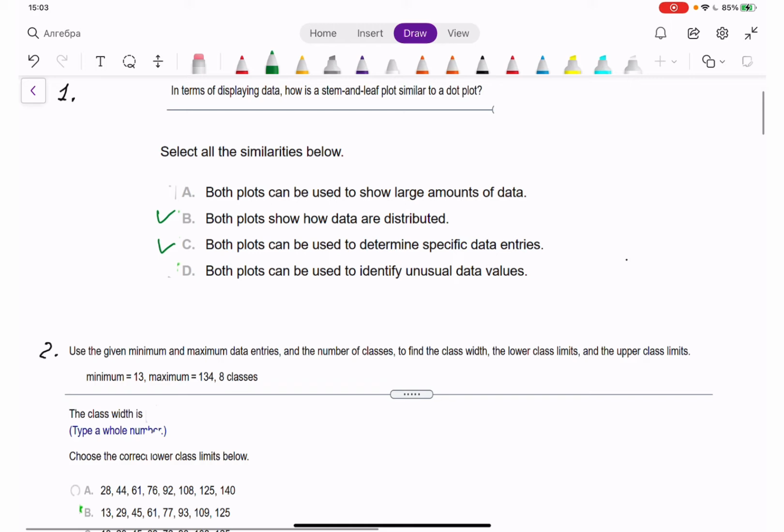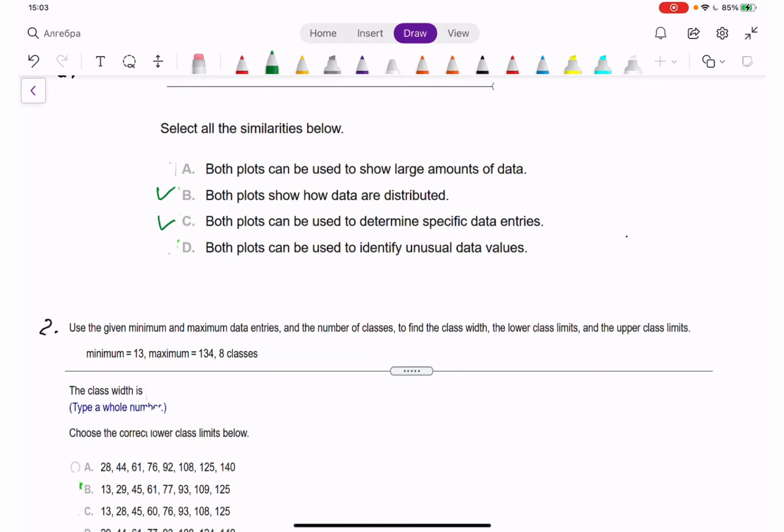And the last one: both plots can be used to identify unusual data values. Absolutely yes. In the case of dot plots, let's say those dots are located here and one is located way over here. It's unusual. Or in the case of stem and leaf, let's say 1, 2, 3, we have some numbers and all of a sudden we have here 10. So absolutely the answer is yes.